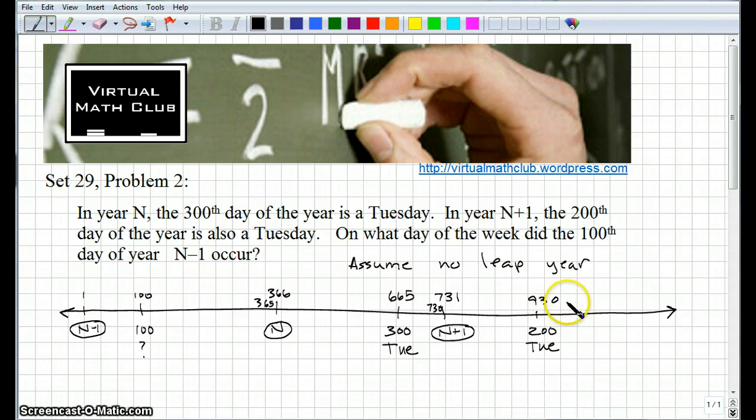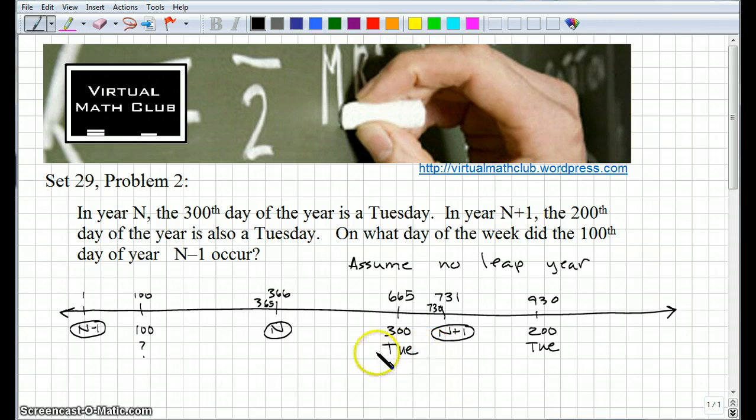All right, so that will help. And the other thing that we know is that the days of the week just cycle around every 7 days, right? So if this is a Tuesday and this is a Tuesday, we have to have some whole number multiple of weeks between these two dates, okay?